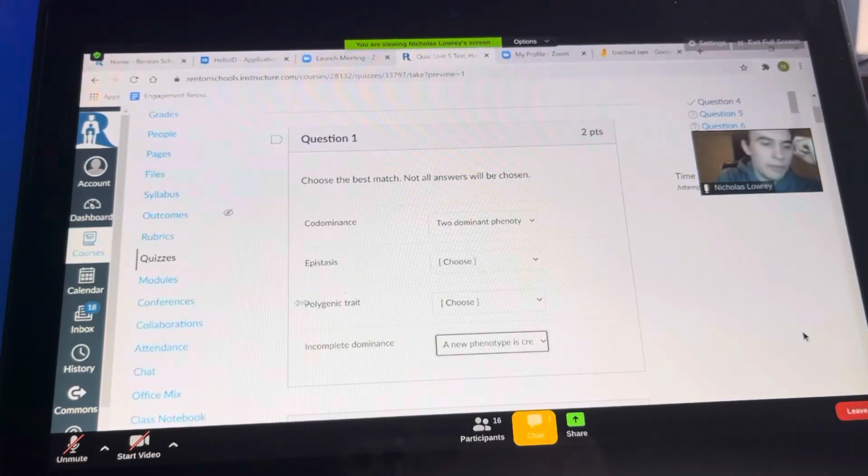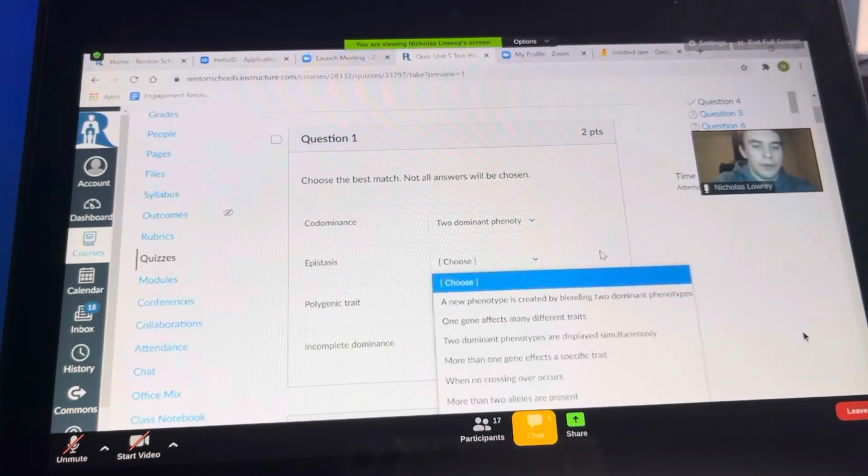Polygenic traits should be pretty straightforward. Poly is many, genic is genes, so many genes make up a trait. So that's what you're looking for in your answer there. And epistasis is when we have one gene that's affecting another gene. Maybe it's masking it, maybe it's amplifying it, whatever it is that it's doing. But that was like our Labrador retrievers, where we had the coat color that was affected by the amount of melanin produced through another gene. Okay, so those are sort of what we're looking for there.